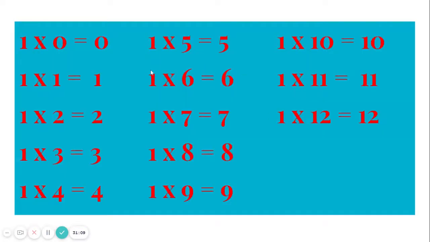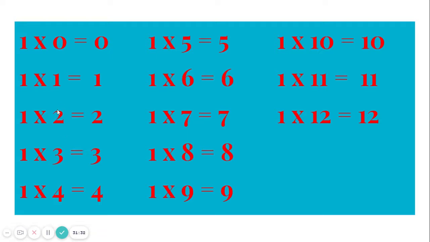Okay, look at our ones facts. Anything times the 1 is going to be that other number. So here I've got ones. And the only time I have a 1 being my answer is when I multiply it actually times a 1. But every other one of these is going to be whatever it is I'm multiplying that 1 times.